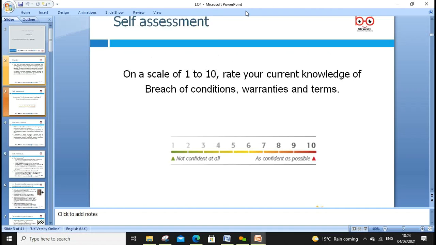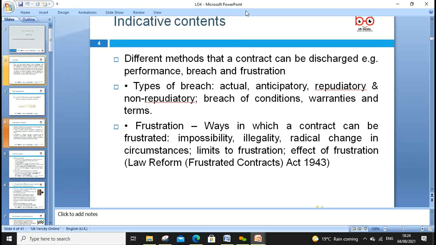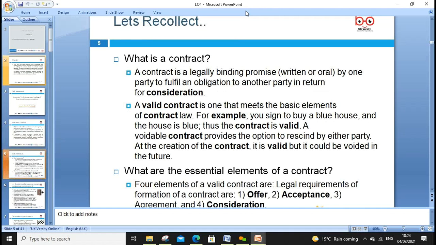Okay, here we're looking at the breach of condition, warranty, and terms. If you breach a contract, it will be terminated and discharged. So we know warranties, we know terms of the contract. This is the indicative content that we read.